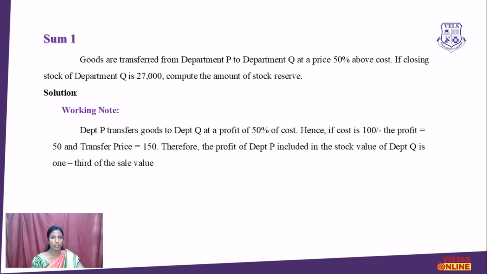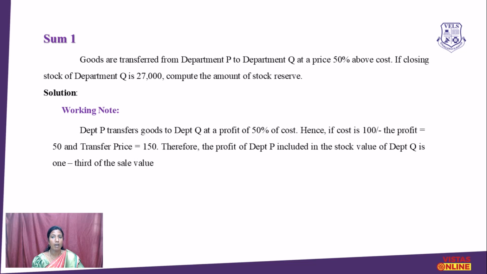It is explained through stock reserve. How to calculate the stock reserve method. Goods are transferred from Department P to Department Q at a price 50% above cost. If closing stock of Department Q is 27,000, compute the amount of stock reserve. So, two departments are included, Department P and Department Q. The price is 50% above cost. Note it down: 50% above cost.